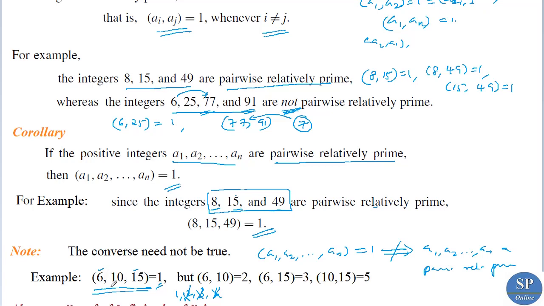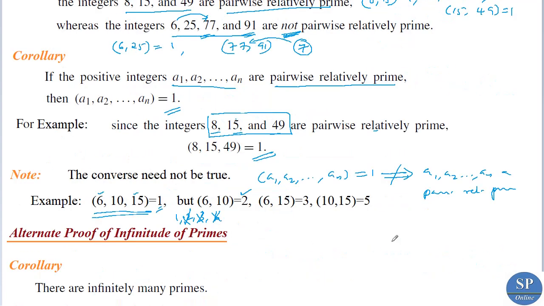But these three numbers 6, 10, 15 are not pairwise relatively prime because the gcd of 6 and 10 is equal to 2, which is not equal to 1. The gcd of 6 and 15 is equal to 3, not equal to 1. The gcd of 10 and 15 is equal to 5, also not equal to 1. So the gcd of n numbers being equal to 1 does not imply the individual numbers are pairwise relatively prime.